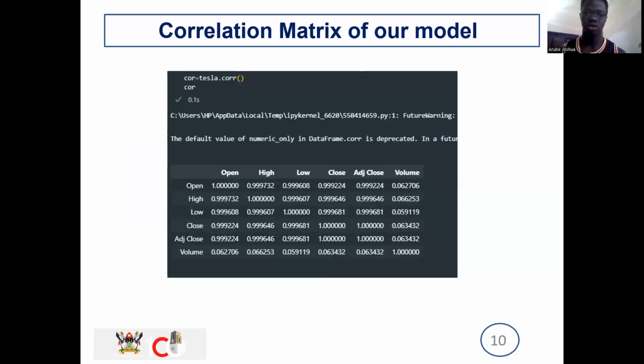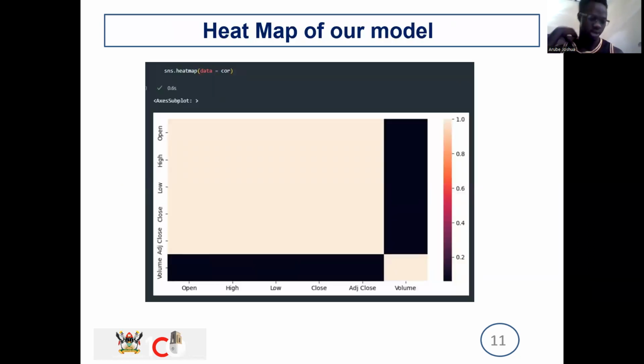So this is the correlation matrix that we obtained, which shows the relationship between attributes. As you can see, first we have open and open, that's the relation between open and open. It's one, very high. And that's how the correlation matrix looks. For the heat map, we plotted the correlation heat map, which uses the correlation matrix to plot.